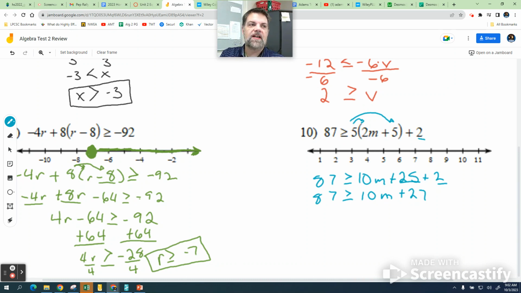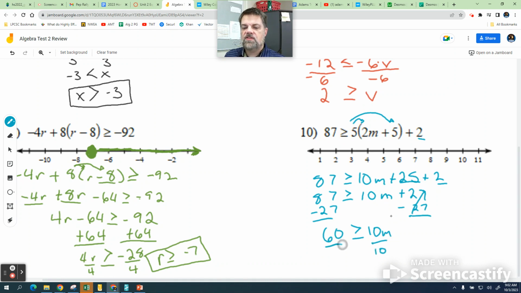All right, what do I do next? You subtract the 27. Remember, I'm trying to get m by itself. I'm slowly moving things away one step at a time. These cancel over here, so I get 10m over here. What's 87 minus 27? 60. What do I do next? Divide by 10.